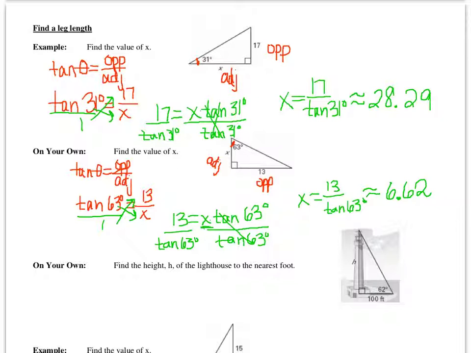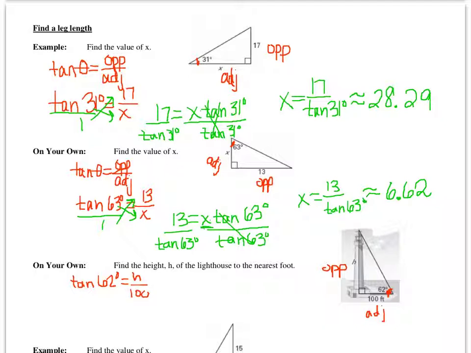Let's look at this next problem here. Again, let's identify our pieces. It says find the height h of the lighthouse to the nearest foot. So my angle that I'm looking at is right here. That's my 62-degree angle. The 100 feet right next to it, that's your adjacent side. And h is right across from it, so that's my opposite side. So I know, once again, that tangent of an angle, which my angle here is 62 degrees, equals opposite. My opposite is h over adjacent, which is 100.